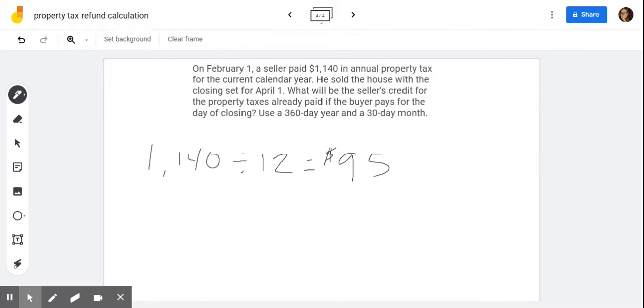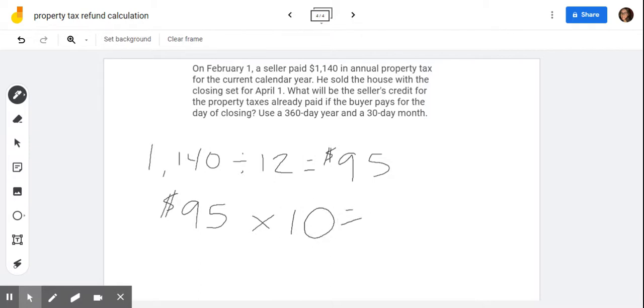But he's only paying for 2 months because that's all he's staying there for. And we want to know what his credit's going to be. So the credit would be the other 10 months that he's not going to be living in this house. So we know that per month he would be paying this, $95. But we know that he's not going to be there for 10 months. So those 10 months he has to get back.